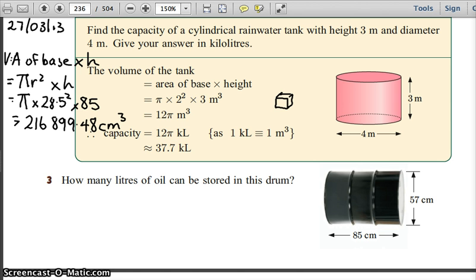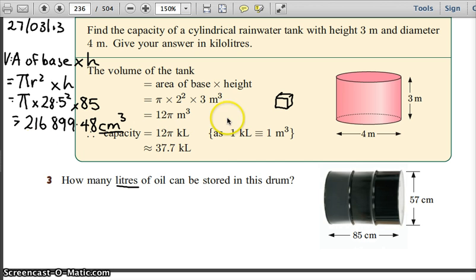Now, they say how many, and the crucial word here is how many litres. Now, we've given our answer in cubic centimetres. A problem. Unless we're prepared to go back and say 1 kilolitre equals 1 cubic metre. Well, we haven't got it in cubic metres. So that's a bit of a problem.